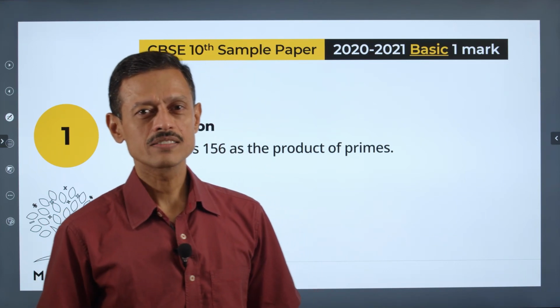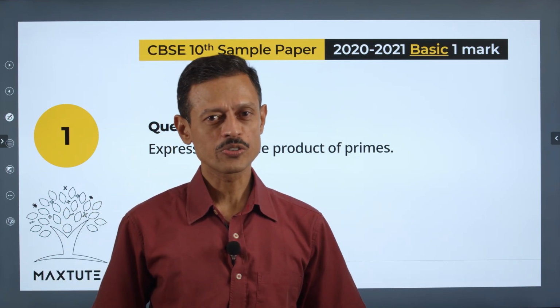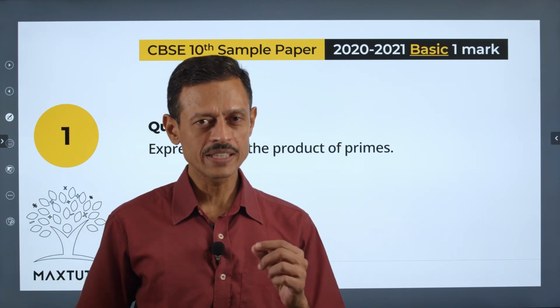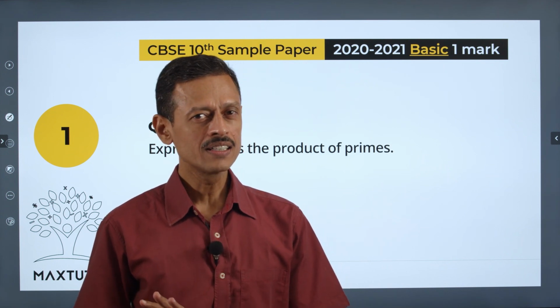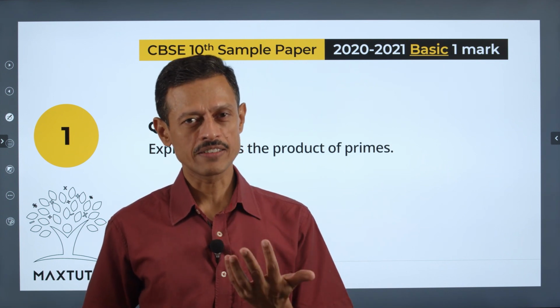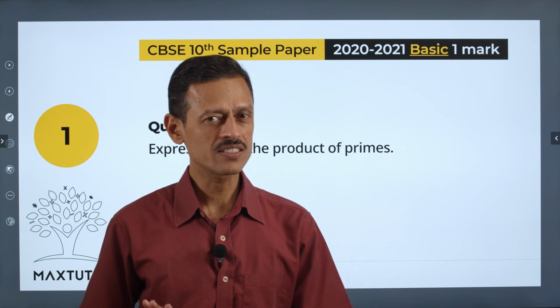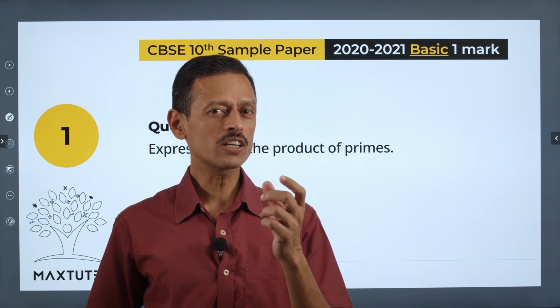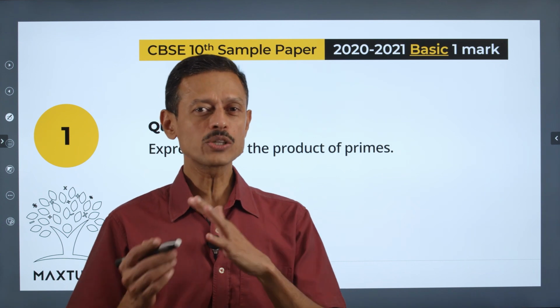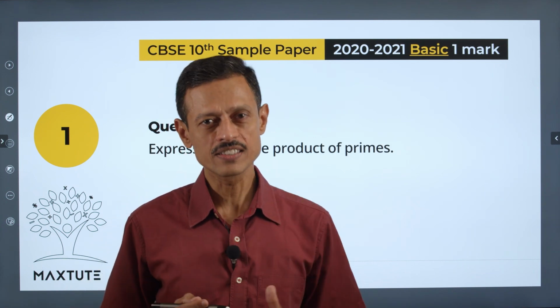CBSE Class 10 Math, we are discussing sample question paper solution. This paper has been given by CBSE for the year 2021. Two variants of paper exist, as you all are aware. This one is a basic variant. We are going to be looking at the first 4 questions, of which question number 3 has got an internal choice. So, in total we will be discussing 5 questions in this video.